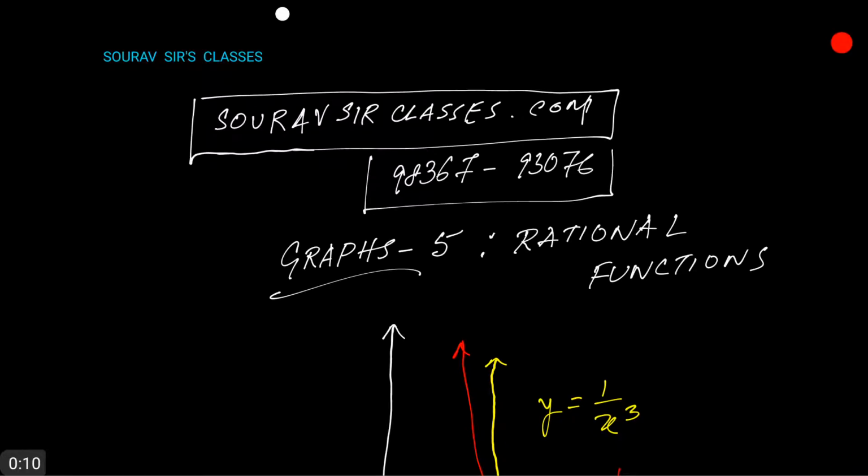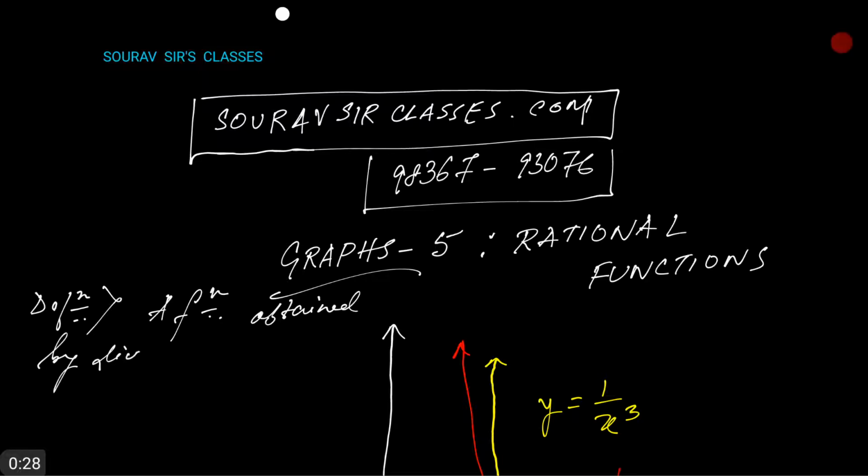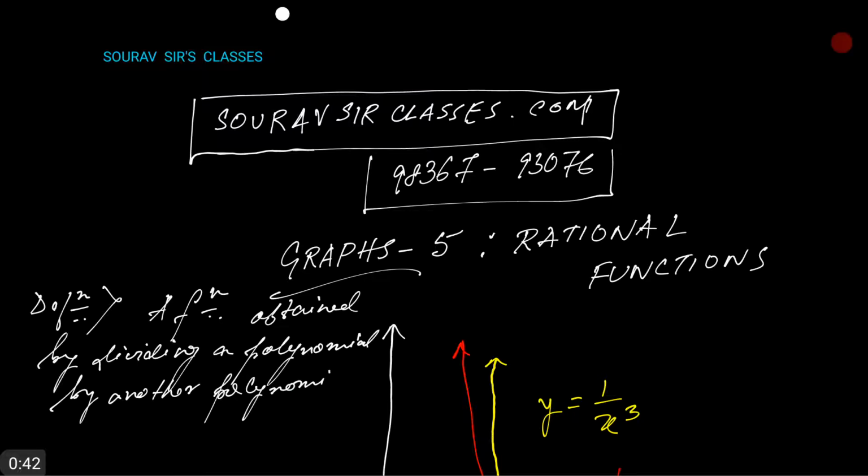Now, what is a rational function? Let's define a rational function. A function obtained by dividing a polynomial by another polynomial is called a rational function.